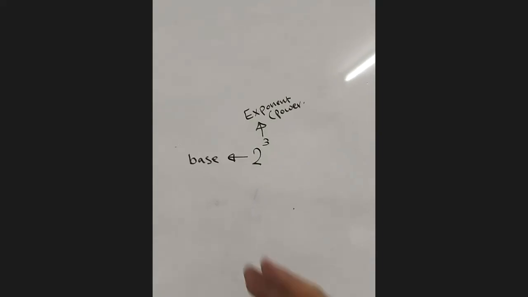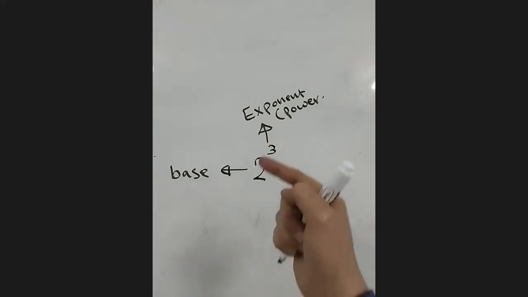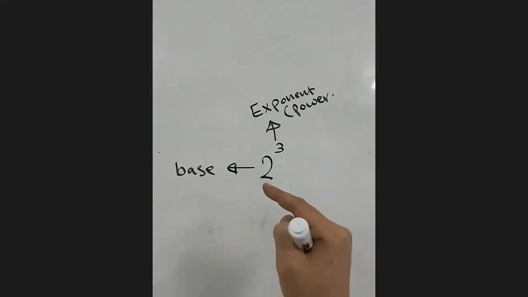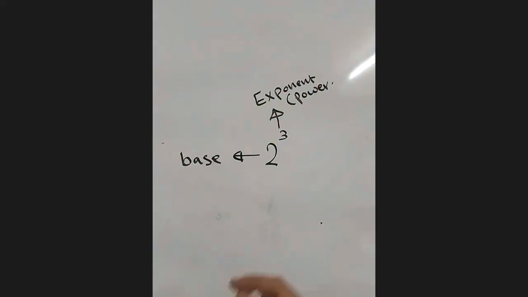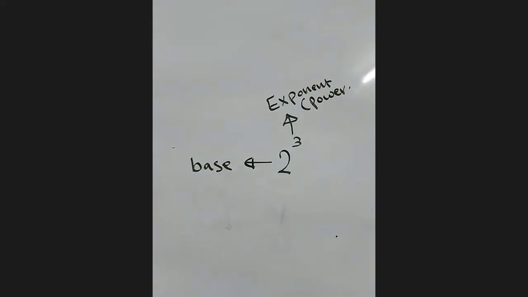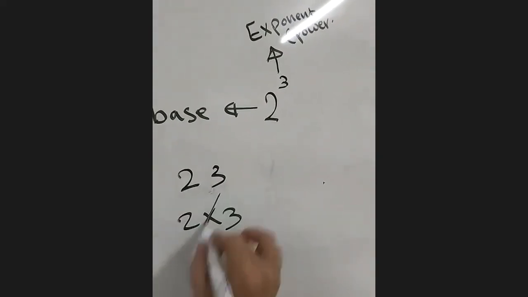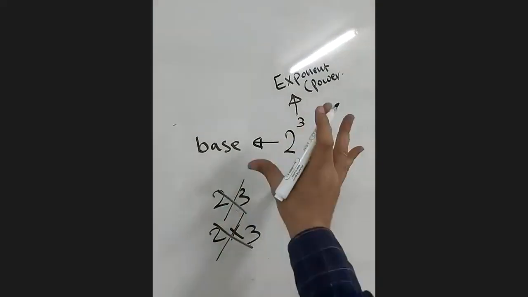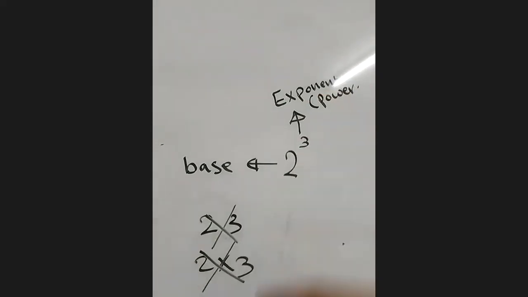Now, how will we read this expression, guys? We'll say 2 to the power 3 or 2 exponent 3. Again, how do we read this expression? 2 to the power 3 or 2 exponent 3. Not 23, not 2 multiply 3, no. It's a new thing for you. It's 2 to the power 3 or 2 exponent 3.